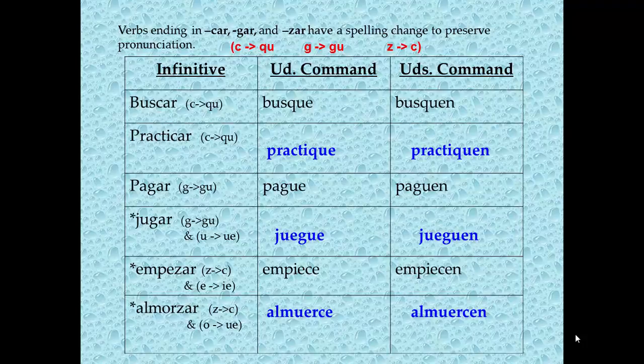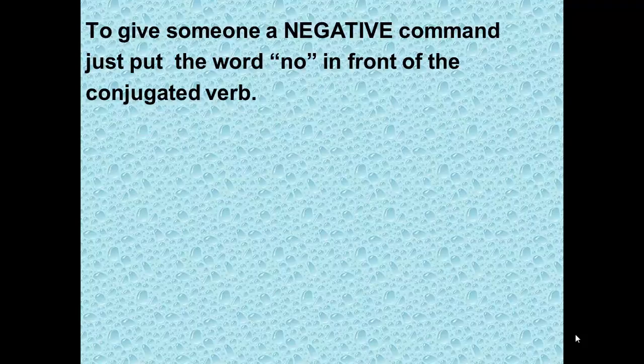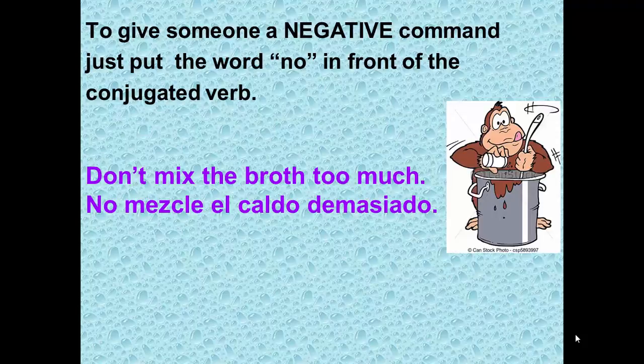So if we ever want to say a negative command to tell someone not to do anything, it's very easy. You're going to do the same thing you just did. You're just going to put a no in front of the conjugated verb. For example, don't mix the broth too much. No mezcle el caldo demasiado.